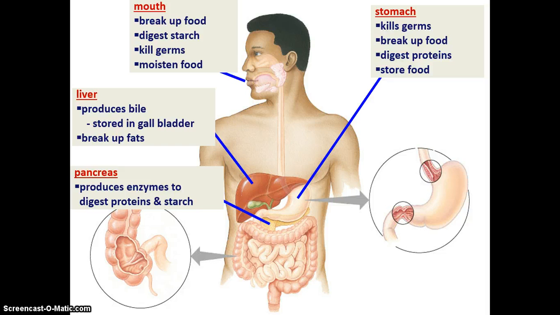So here we have some of our accessory organs. The pancreas makes most of your digestive enzymes. So those enzymes that are going to digest proteins and starches and lipase. So it really makes all of the enzymes that get dumped into the small intestine.